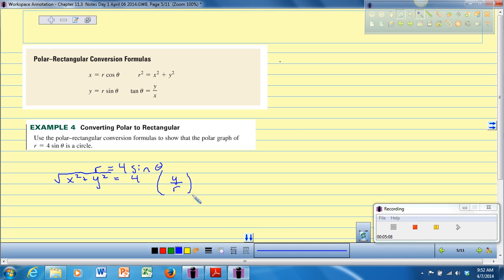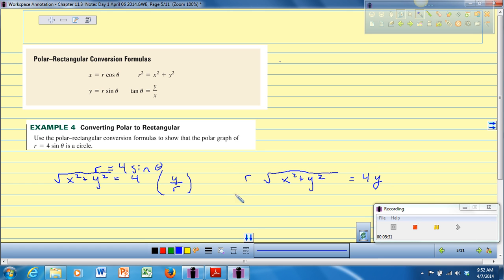All right, I still have an r in there, so I'm not in y's and x's, and I certainly can't tell yet that that's a circle. So we want to get it to the standard form of a circle that we're used to seeing. Let's get that r out of the denominator, and we're going to have r root x squared plus y squared is equal to 4y.